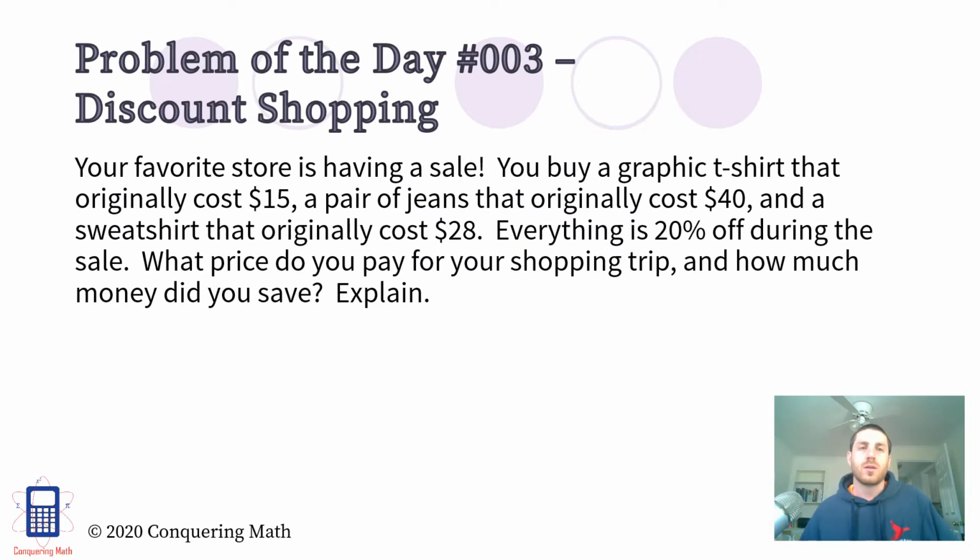So for problem of the day number 3, you're going discount shopping. Your favorite store is having a sale. You buy a graphic t-shirt that originally cost $15, a pair of jeans that originally cost $40, and a sweatshirt that originally cost $28. Everything is 20% off during the sale. So what price did you pay for your shopping trip, and how much money did you save? And of course, explain.